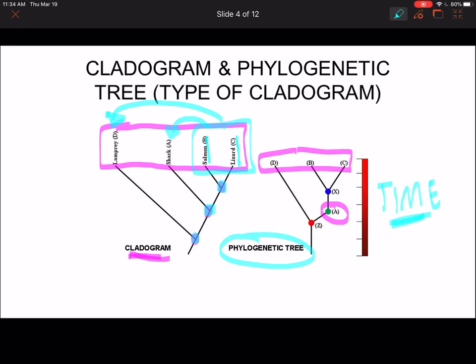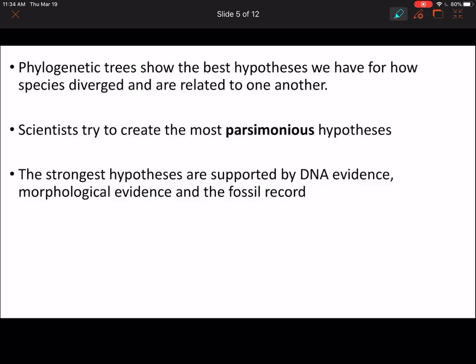Now this phylogenetic tree over here is showing the same exact information, except the phylogenetic tree takes time into account. You'll notice that these different lines are different lengths, and it is because each of those lines represents the passage of time, showing how long or how distantly in time different common ancestors are. I'm going to show you what I mean by that.